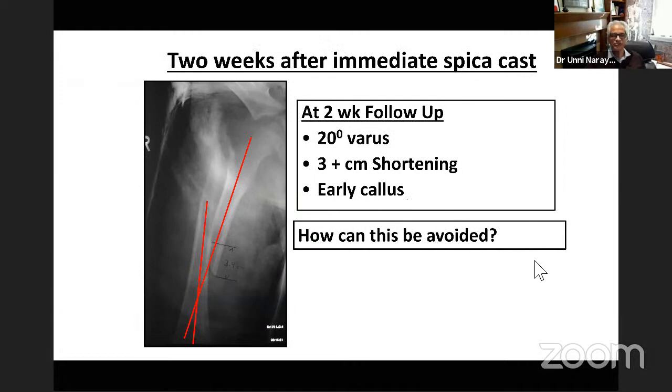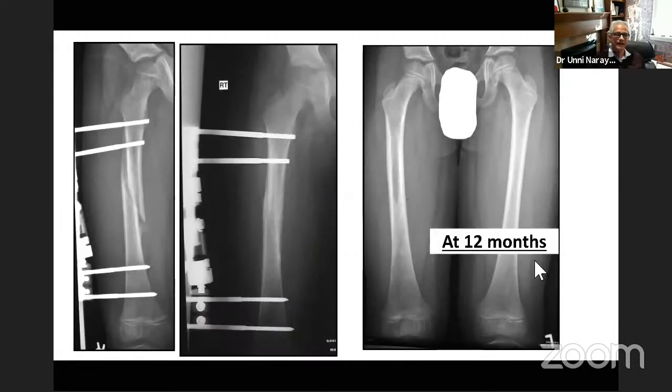This was treated in a spica cast, but then it displaced. It shortened. It went into significant varus. But now there is early callus that's bridging across it. How are you going to manage this? In this case, elastic nails were not used because you've got some callus. It would be very difficult to reduce the fracture under those circumstances, but an external fixator could be used.